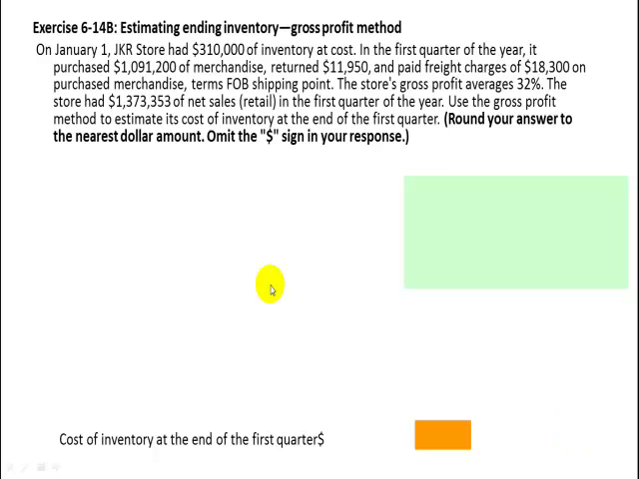Here we have another inventory estimating method. This is extremely useful. I've used it lots and lots of times, and it's based on something called the gross profit method. That's the name of it. And this method is, like I said, extremely good. It's a good way to ballpark your ending inventory.